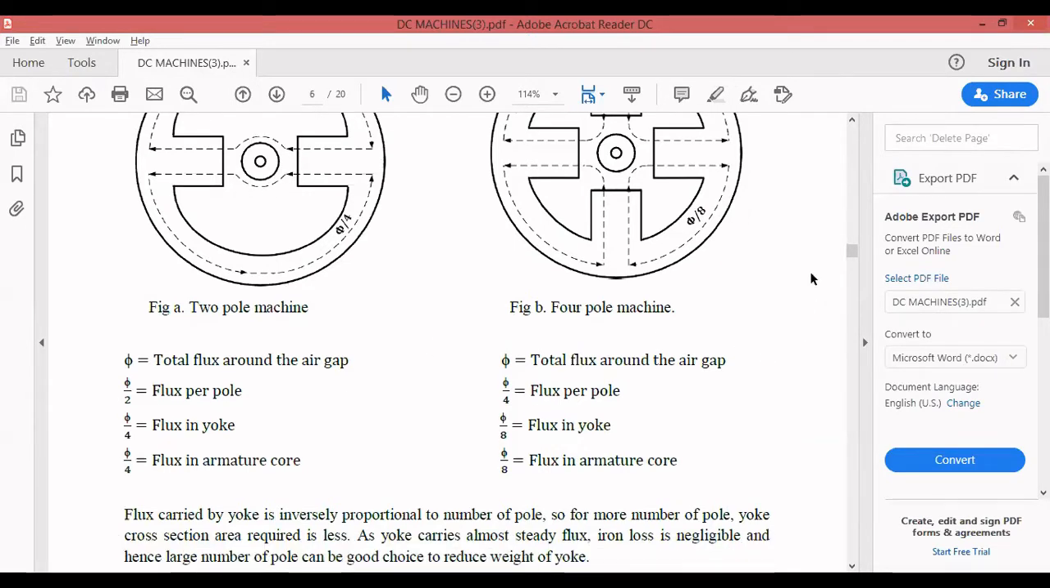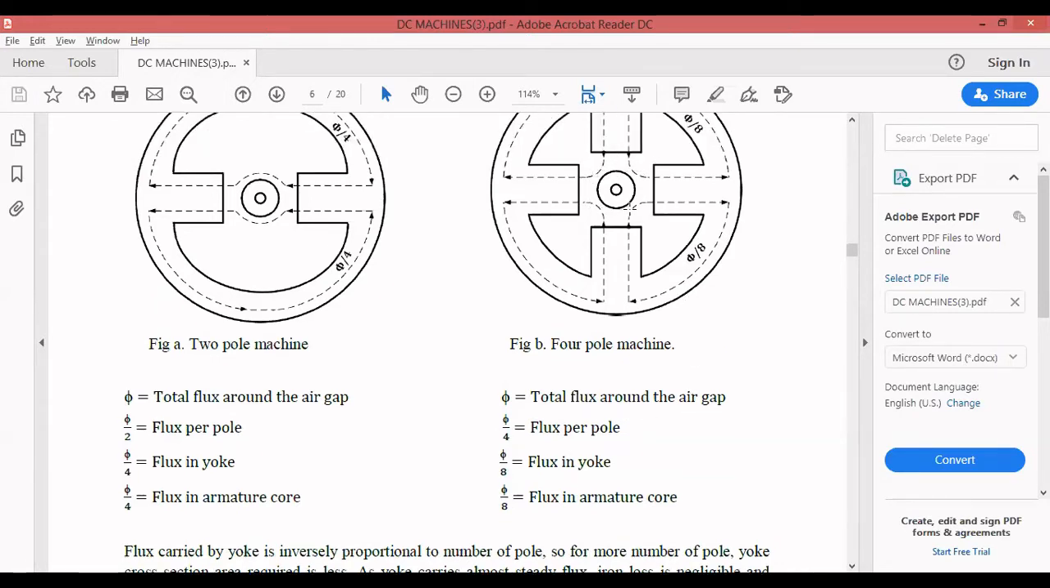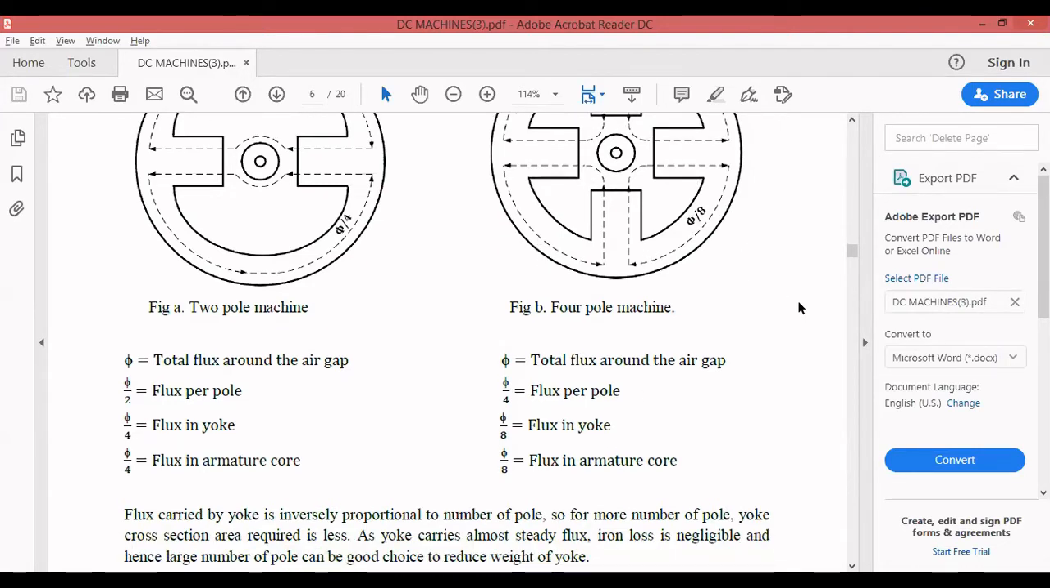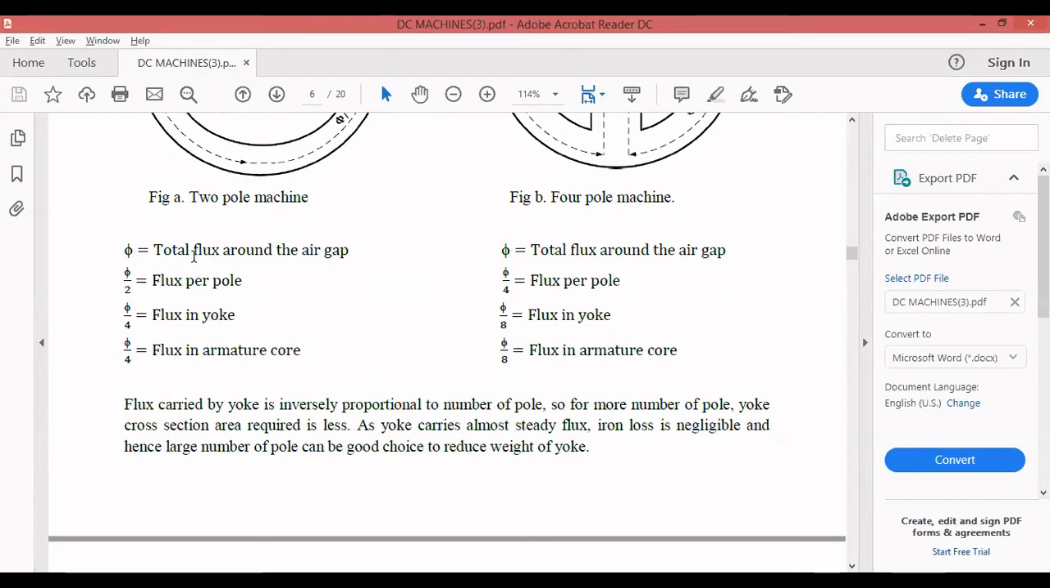Likewise, if you come to a four pole machine, total flux around the air gap will be φ. Flux per pole, since we have four poles, is equal to φ/4. Flux in the yoke will be what? φ/8. And the flux in the armature core will be φ/8. You can see here, the flux carried by the yoke is inversely proportional to the number of poles. So with more number of poles, the yoke cross-section area required is less.